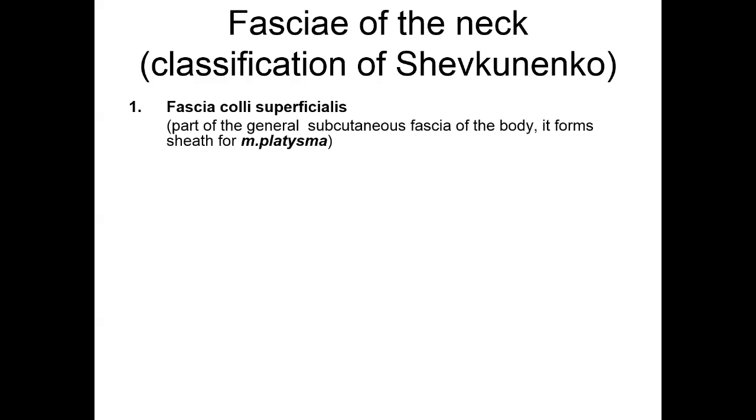Fascia colli superficialis is a part of the general subcutaneous fascia of the body, and we can say that it forms a sheath for musculus platysma. Practically, each fascia is a connective tissue sheath which covers muscles or groups of muscles. And according to fascia colli superficialis on the neck, we can say that it covers musculus platysma by the sheath.